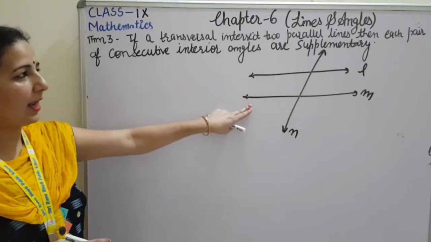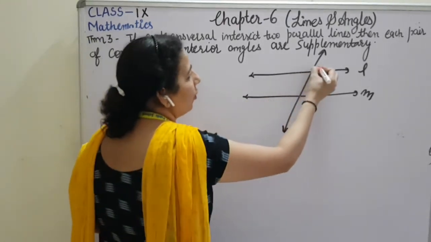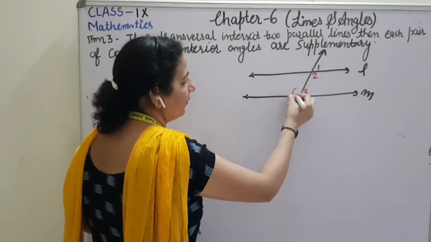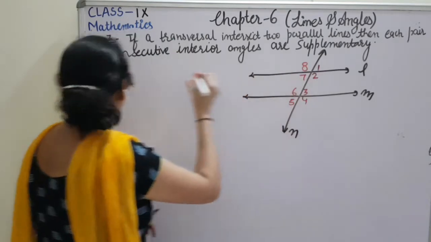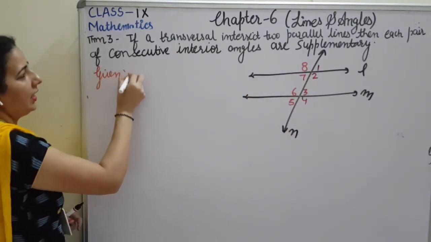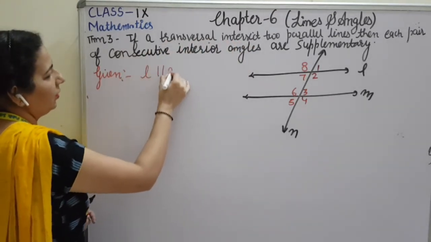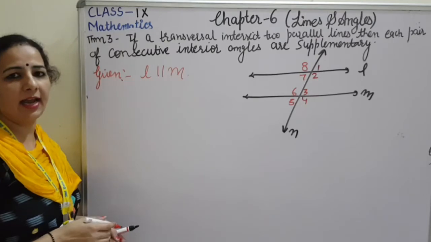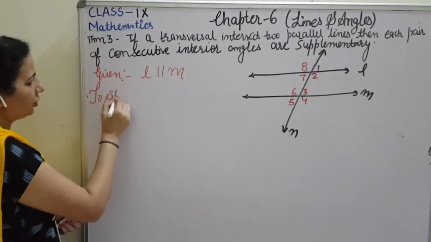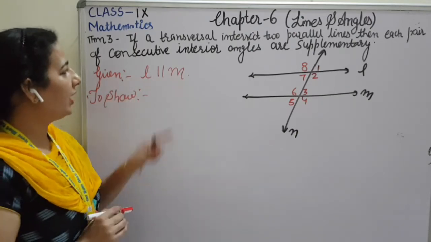So two parallel lines are given and one transversal line is given. Angle 1, 2, 3, 4, 5, 6, 7, 8. First of all, write what is given in the question. Given: line L is parallel to line M, and a transversal line that I have already drawn in the diagram. What we have to show in this theorem: each pair of conjugative interior angles.